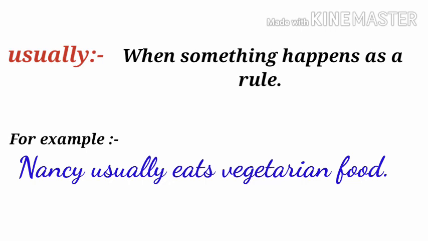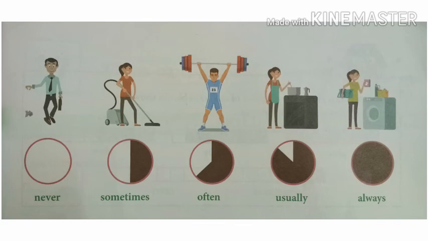Usually. When something happens as a rule. For example, Nancy usually eats vegetarian food. You can easily understand the concept of adverb of frequency through these pictures.